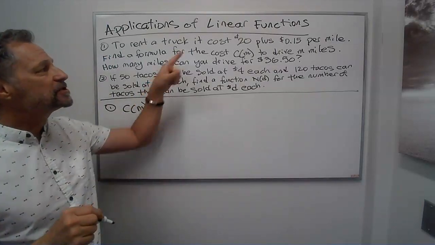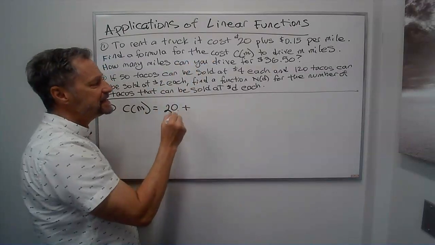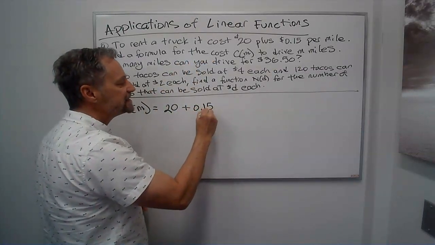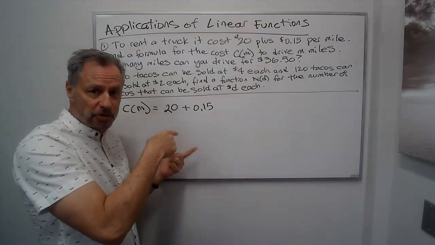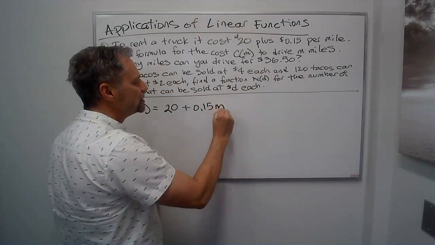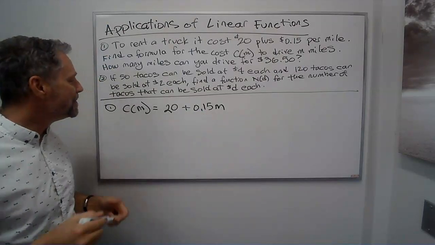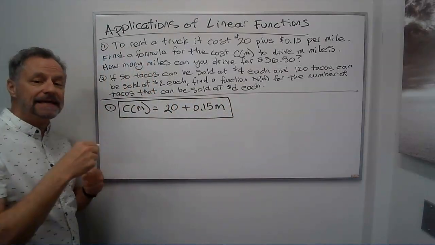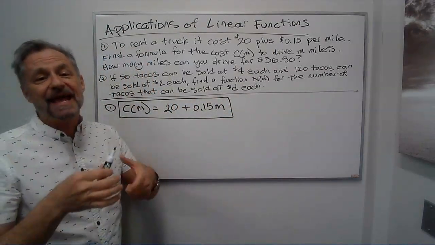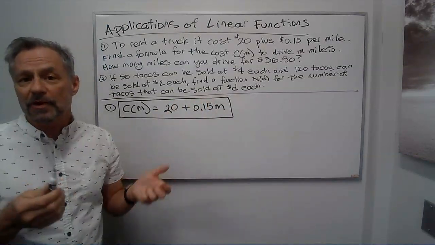So my total cost is $20 plus, just like it says, 15 cents per mile. It's 15 cents every mile, so we have to multiply that by our number of miles. So it's 20 plus 0.15 times M. That's my function. That's going to give me the total cost for any M value I plug in. So if they say, hey, what's the cost for 100 miles? You just plug 100 in for M and do the arithmetic.